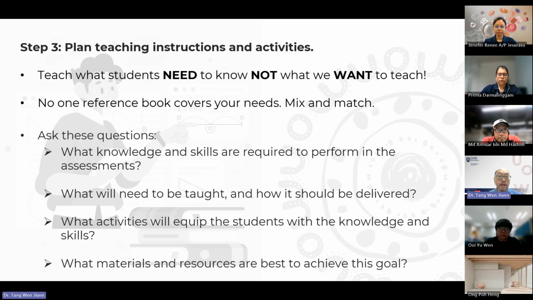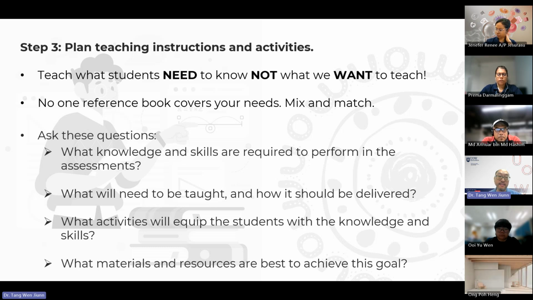All right, so these are some questions we can ask ourselves to make sure we are aligned with the LOs. What knowledge and skills are required to perform in the assessment? In step 2, we already plan the assessment. So when we develop our activities, we ask ourselves what knowledge they need to perform in the assessment, what will need to be taught, and how it should be delivered.